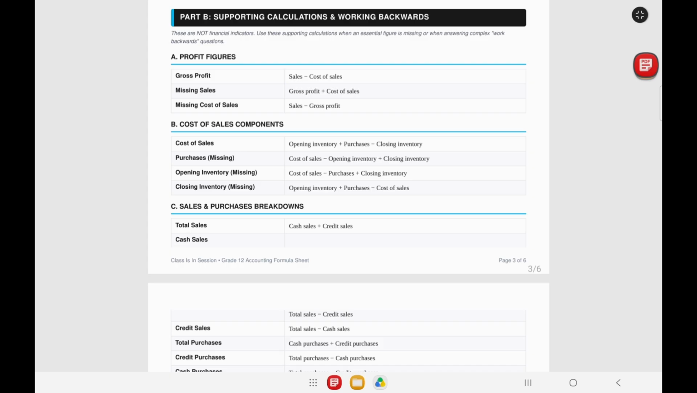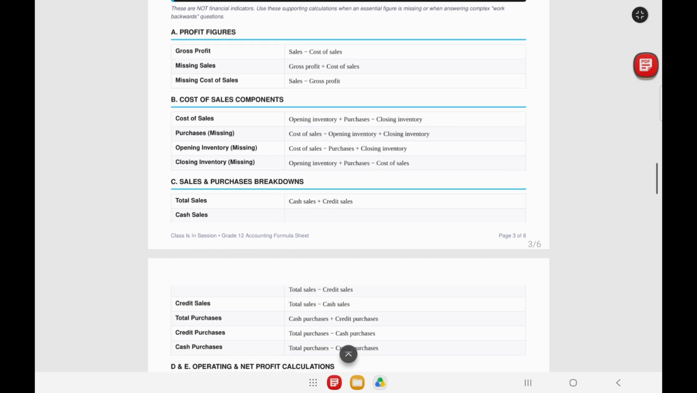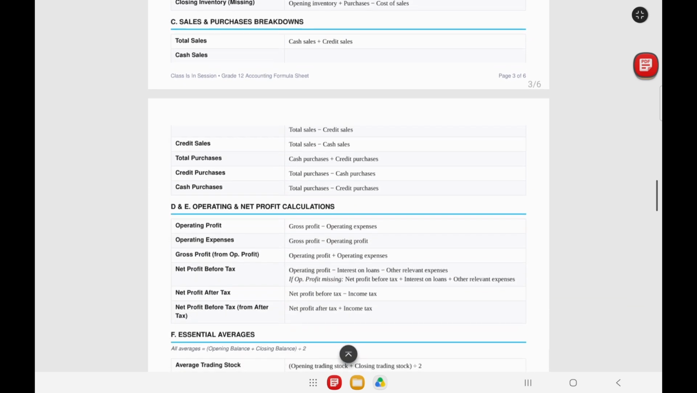We also have cost of sales components. You should know that cost of sales is opening inventory plus purchases minus closing inventory. We also have calculations for purchases, opening inventory, as well as closing inventory, the missing ones. And let's move to the sales. If you want to know your total sales, you should have your cash sales plus your credit sales. In terms of cash sales, we take our total sales and subtract our credit sales. In terms of total purchases, it's cash purchases plus credit purchases. And our credit purchases formula is there, as well as cash purchases formula.